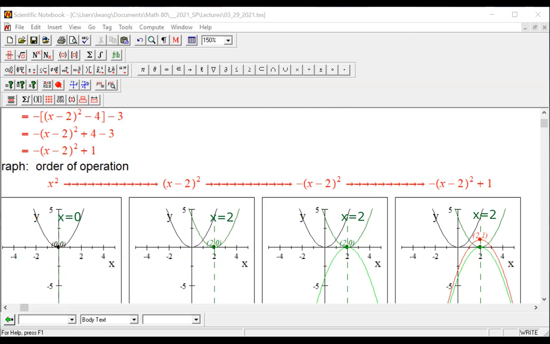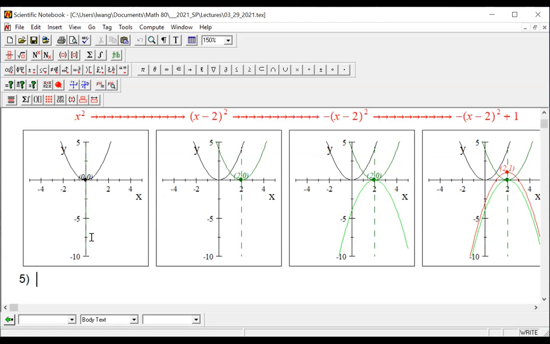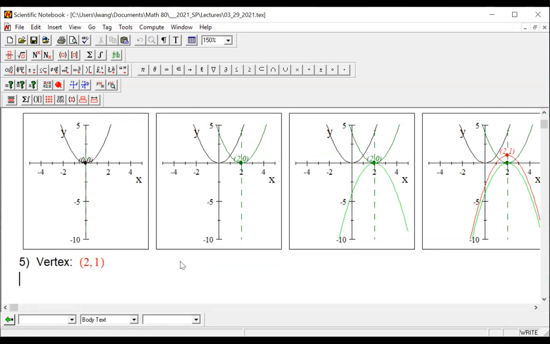So with that said and done, let's answer some of these questions. Let's answer question number five. I want you guys to take the lead. What is the vertex? Vertex is (2, 1), right? It's right there. We shift everything to the right, and then we flip everything over, and then we shift up. The end result is that the vertex is shifting along with it. So right 2 units, up 1 unit, so the vertex is (2, 1).